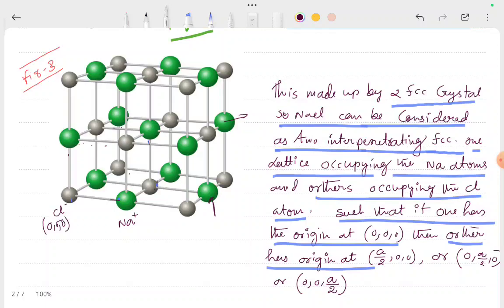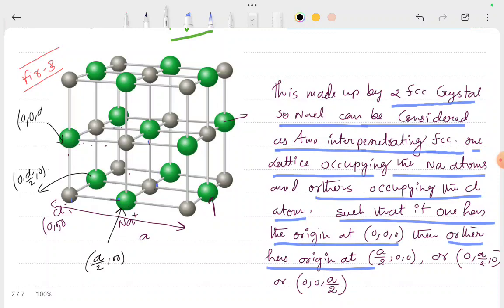But if you consider the green balls, which also make an FCC lattice, and if we consider the lattice parameter is A, then the position of this Na plus atom is A by 2. This is the x-axis. Then the position of this atom along the y-axis is 0, A by 2, 0. And if we consider this atom, this is the z-axis. Okay, so the origin is at A by 2. This is the point here. So if we just remember, the NaCl structure is nothing but made with 2 FCC crystals. Okay, 2 FCC crystals, and 1 FCC crystal is made with Na plus ions, whose origin is located at any of the origins.